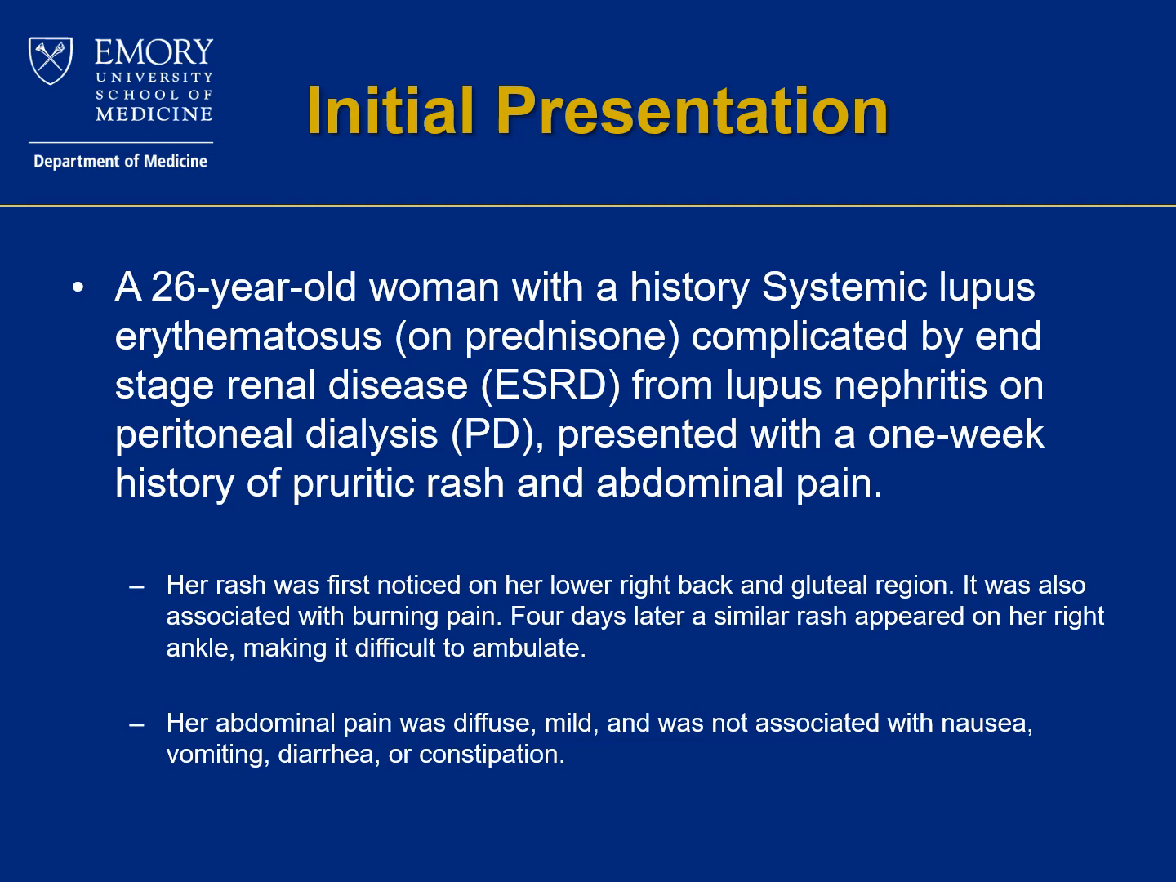Her rash was first noted to be on her lower right back and gluteal region, and then 4 days later, she also noted the same rash on her lower right ankle, which made it difficult to ambulate. This rash was associated with burning pain. She also had abdominal pain that was diffuse, mild, and nonspecific, and she did not have any associated nausea, vomiting, diarrhea, or constipation.